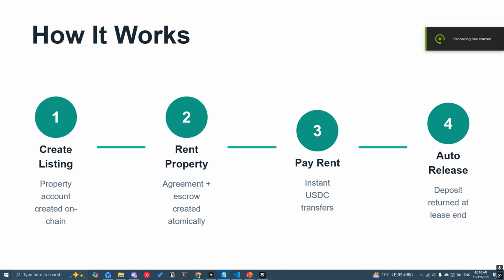Actually, all of this happens automatically. Either everything succeeds or nothing does. No middleman, no paperwork, no trust required. From the first step, creating a listing using the landlord account, as I showed, it will be created on chain, so it's immutable and the proof is always there. Then to rent the property, using the tenant account, the agreement and escrow are created atomically, and then the proof I showed you just now. Then paying rent is done using USDC, the stablecoin, and it will automatically notify you every month.